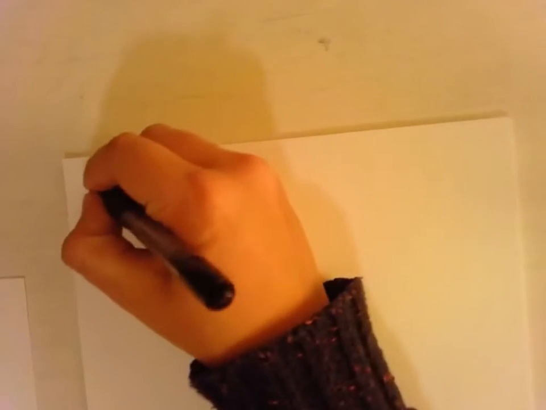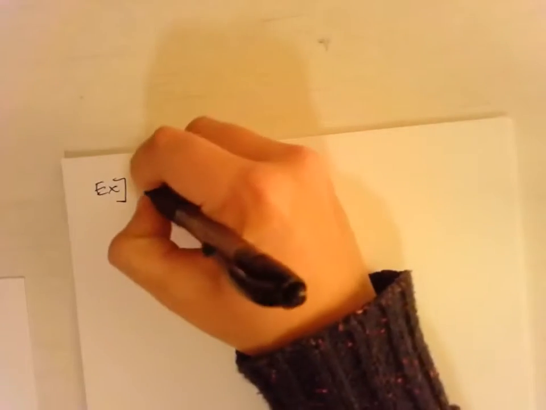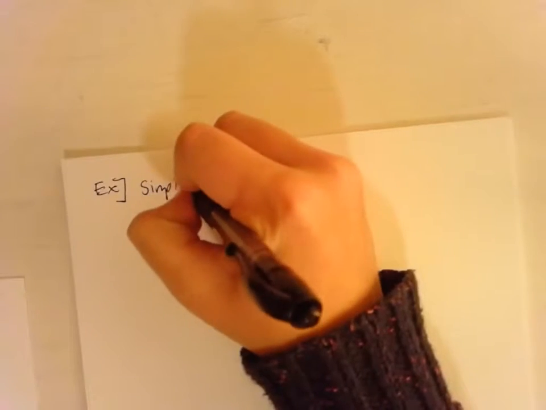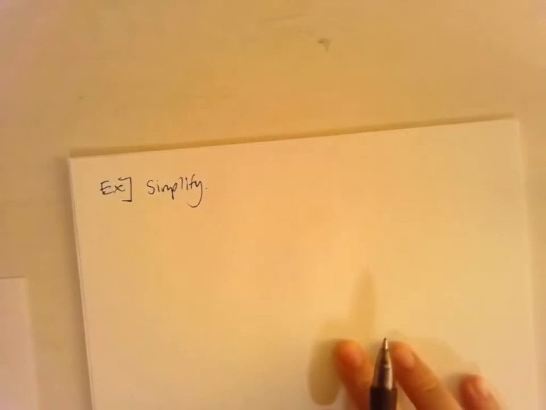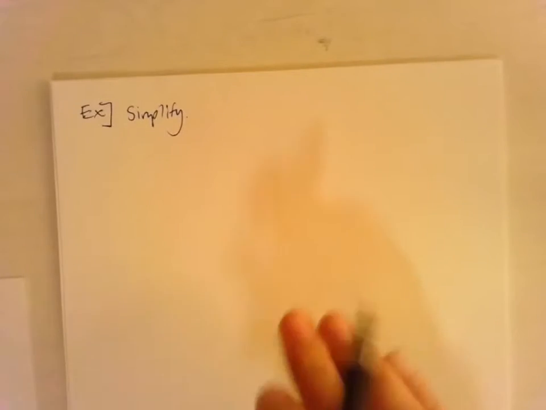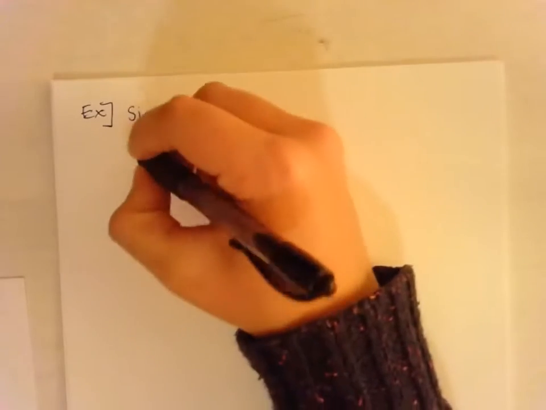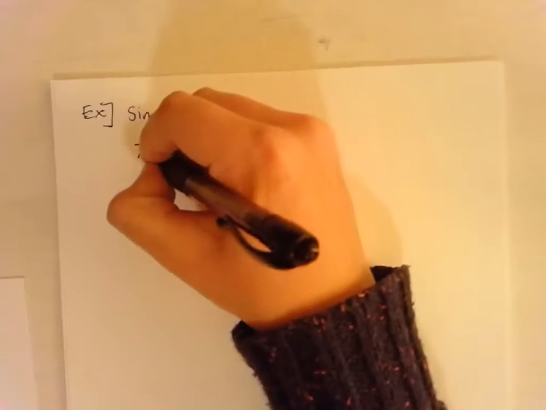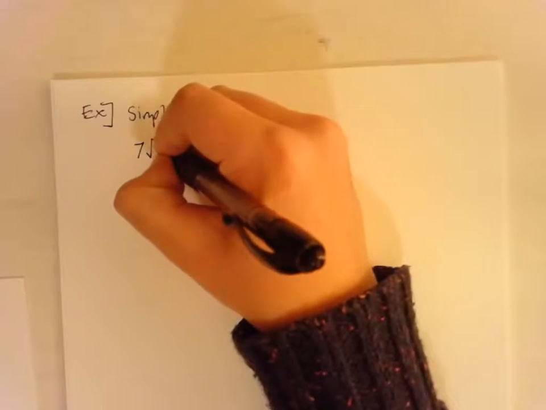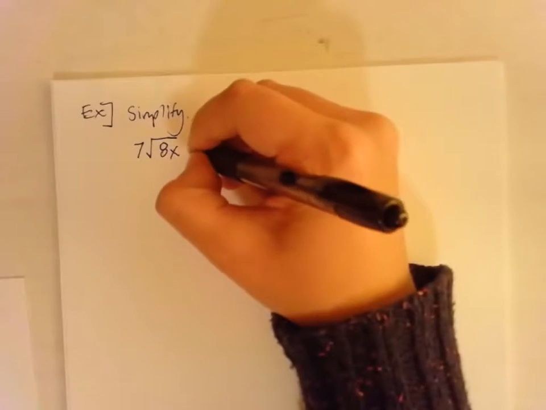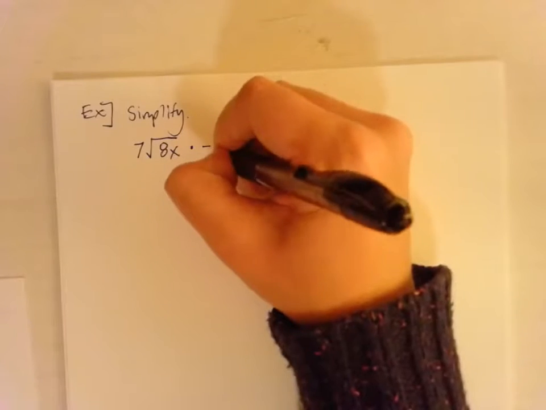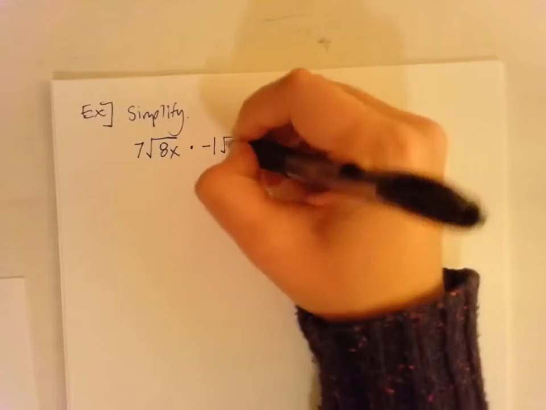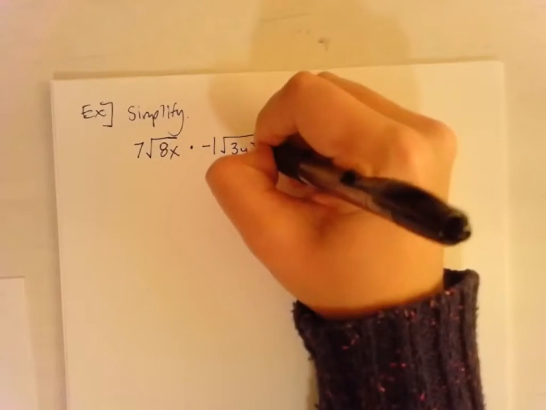Let's practice simplifying when things don't start out very neat, when things aren't automatically grouped for us. So let's say we had the problem 7 times square root 8x times negative 1 square root 3y to the fourth.